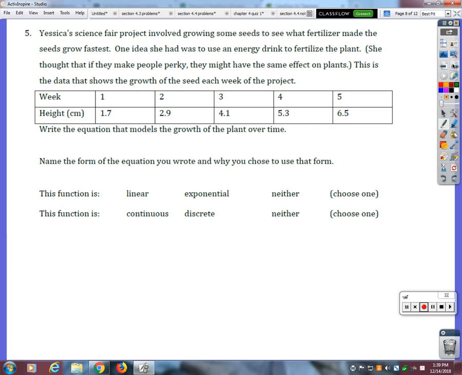All right, last one for today. Jessica's science fair project involved growing some seeds, I bet it did, to see what fertilizer made the seeds grow fastest. One idea she had was to use an energy drink to fertilize the plant. Good idea. She thought that if they make people perky, they might have the same effect on plants. This is the data that shows the growth of the seed each week of the project. So, as before, start by writing an equation that models the growth of the plant over time.